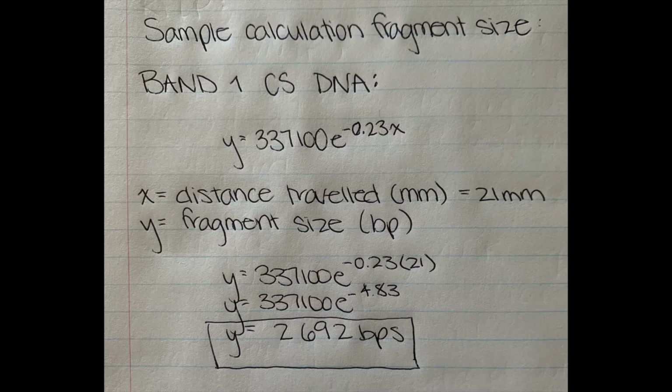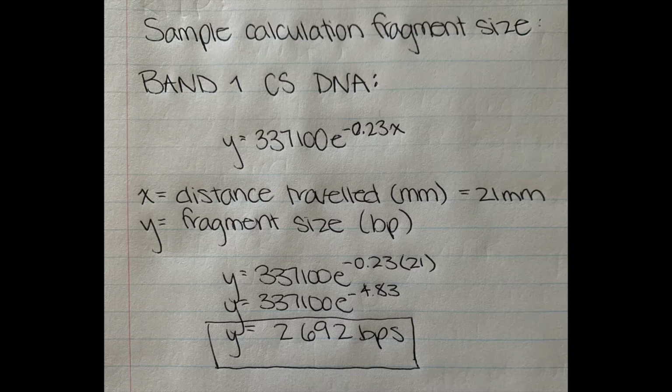I am including one sample calculation for fragment size so you guys can see how this is done. Here I have just calculated the size of the first band seen in the crime scene DNA. As you guys can see, I have used the equation of a line generated from the standard curve created in the plot I just showed you all.